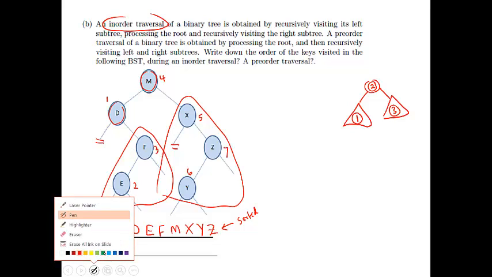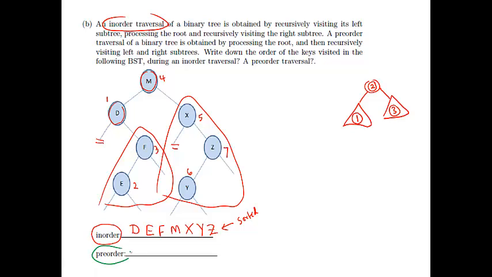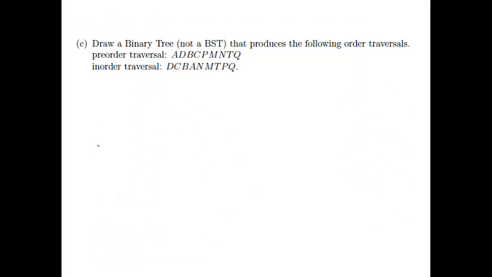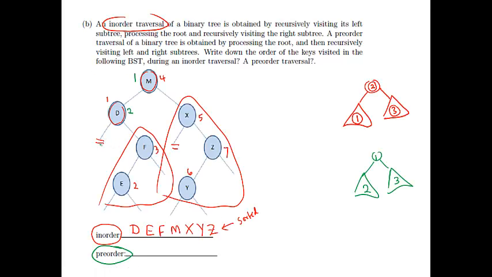Let's use green here. So pre-order traversal is that you go to the root first, and then you go to left, then you go to right. So let's go to the root first. So that's 1. And then you go to the left. In the left, you go to the root first. And then you see if there's anything on the right. There's nothing on the right here. So that would be the 3. So we have M, D, F so far.